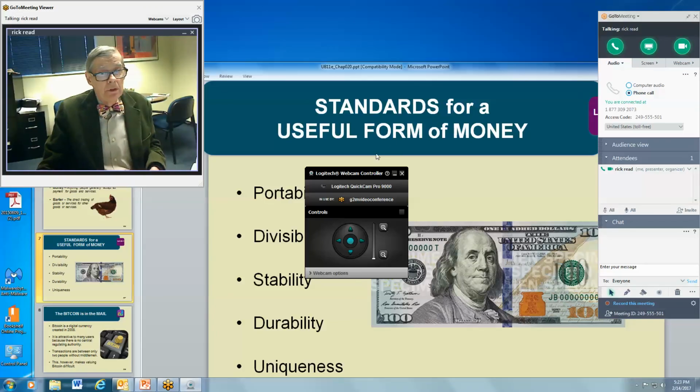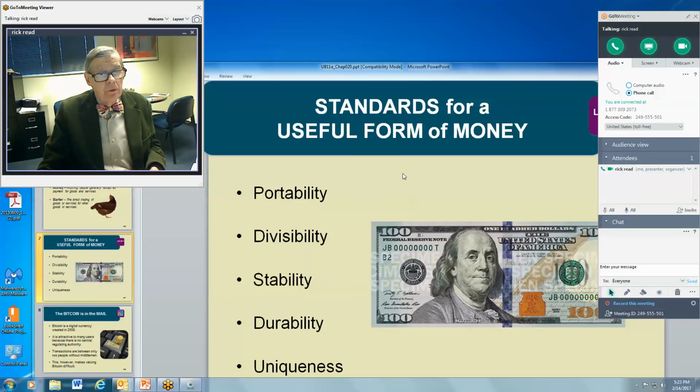It has to be durable. And the stability, of course, means government stability, and I didn't really say that correctly. And it has to be unique. It has to look different. It has to have something that tells us what it is.